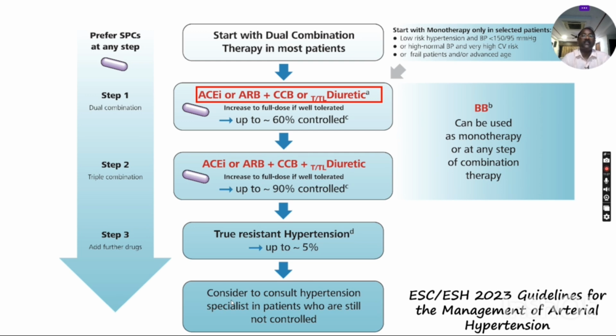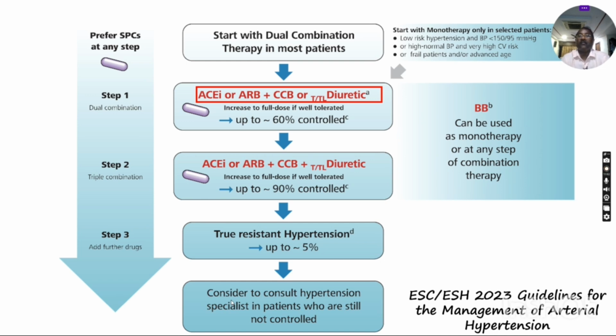In this combination, in step one, we use ACE inhibitors or ARB plus either a diuretic or a calcium channel blocker. In step two, we use ACE or ARB plus calcium channel blocker plus diuretic. And when the hypertension is not under control, we definitely need a fourth drug, that could be a vasodilatory beta blocker or a spironolactone, etc. And we consider that condition as resistant hypertension.